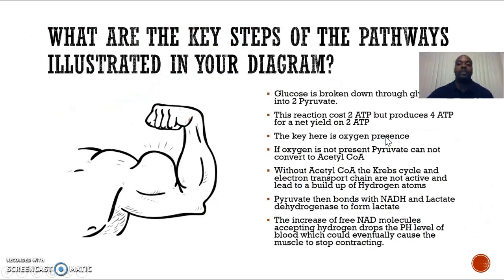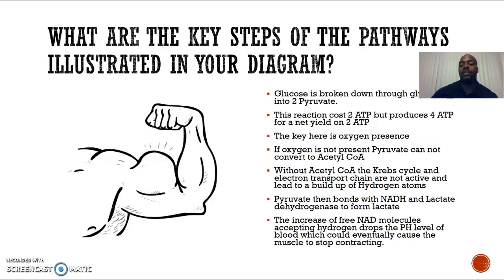So to break it down a little bit, what are the key steps in the pathways illustrated in the diagram? Like I mentioned, glucose is broken down through glycolysis into pyruvate. This reaction costs 2 ATP, but then produces 4 ATP. So there's a net yield there of 2 ATP.